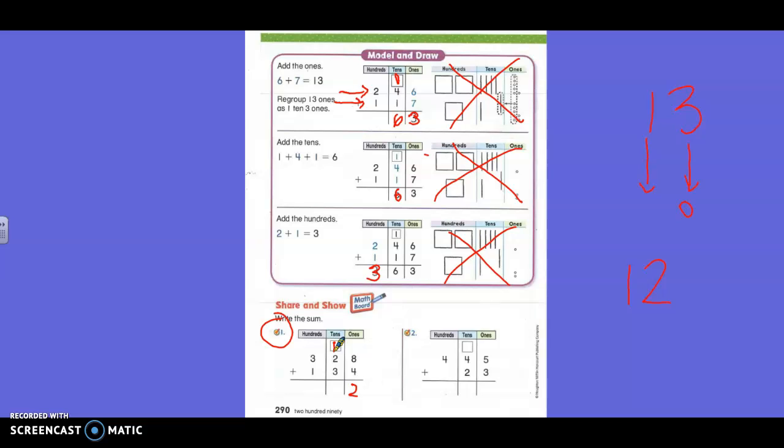Okay, now we add the tens. But you have to count that 1. So 3 plus 2 plus 1 is what, Kinley? 6. And then 3 plus 1 is what? 4. Okay, boys and girls, this is just like stacking and adding 2-digit numbers.